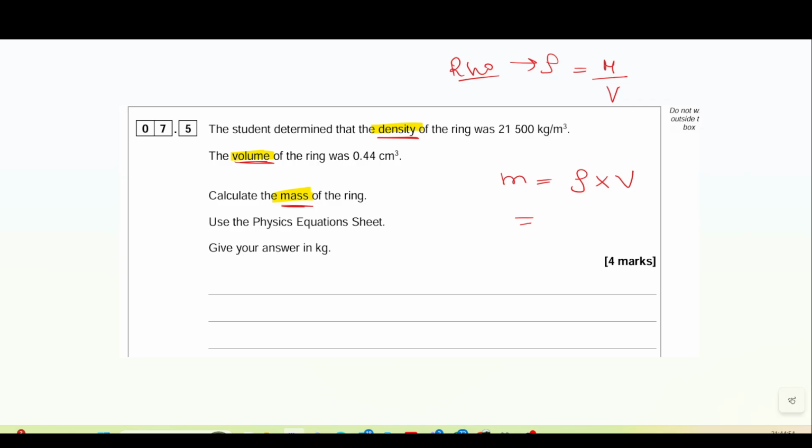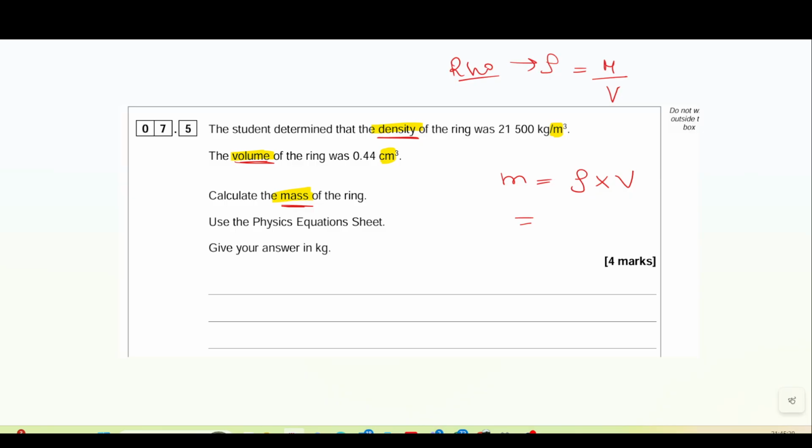So 0.44 times 21,500. Also, you need to check for units. Here it is centimeter, right? And here we have meters cubed. So they should be the same. If one is showing meter, the other should be meter. So what you can do, we can convert meters into centimeters or the other way.